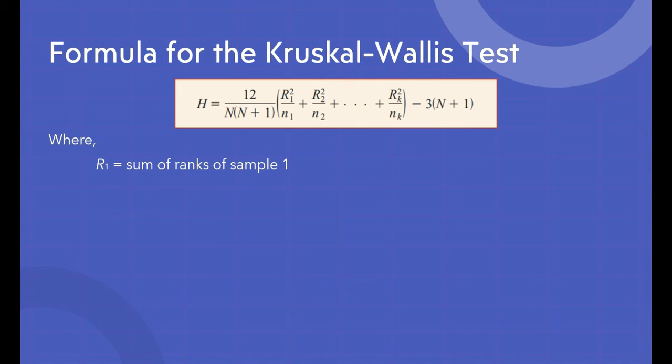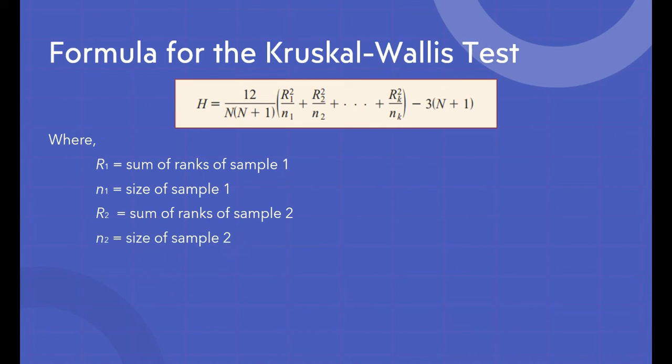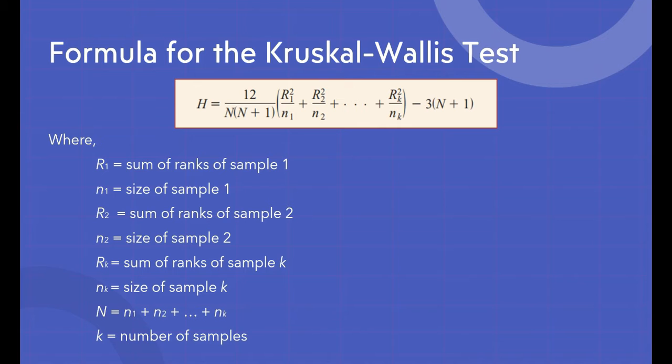1 equals sum of ranks of sample 1, n sub 1 equals size of sample 1, R sub 2 is equal to sum of ranks of sample 2, n sub 2 is equal to size of sample 2, R sub k is equal to sum of ranks of sample k, n sub k is equal to size of sample k, and N is equal to n sub 1 plus n sub 2 plus so on and so forth plus n sub k, where k is equal to number of samples.